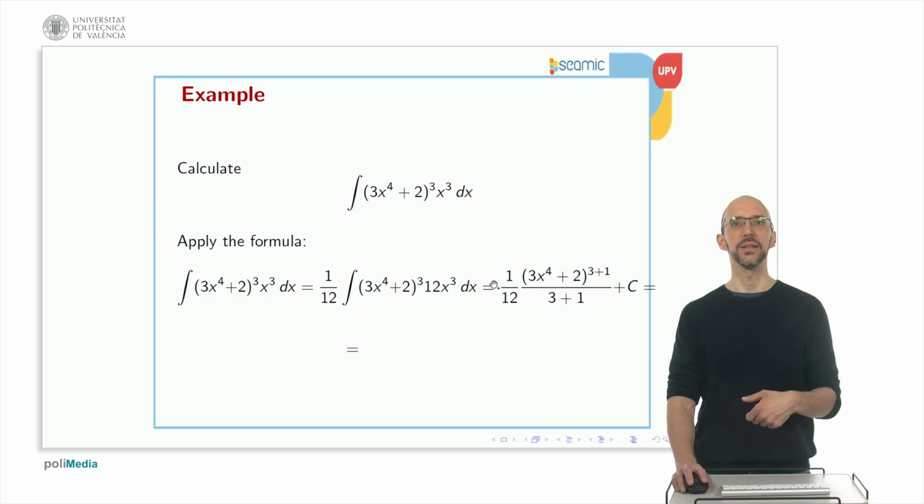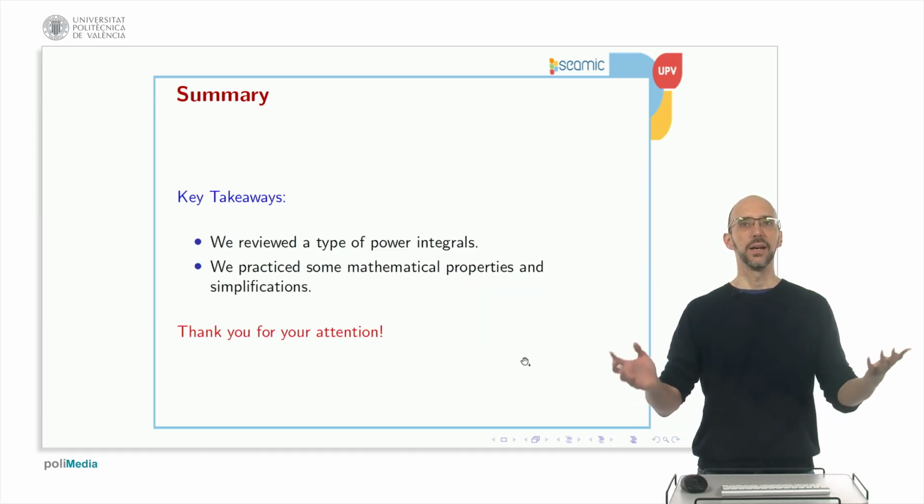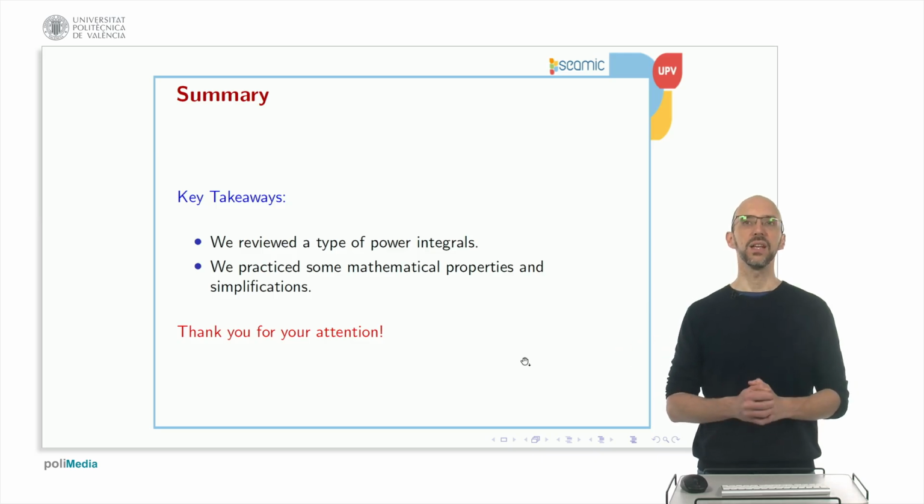So, come on, let's see. This is 1/12. The function was powered to 3, so it's going to be powered to 3 plus 1 divided by 3 plus 1. What is that? Okay, if you simplify, this is power to 4, and 4 on the denominator, multiplied by 12, 48. Okay? So, guys, this is the power rule with the chain rule.